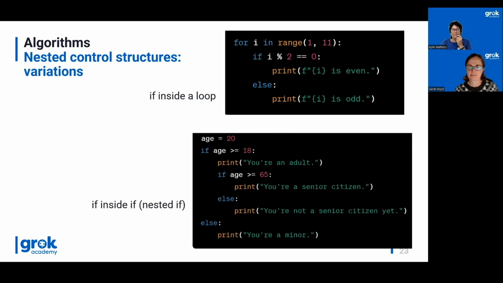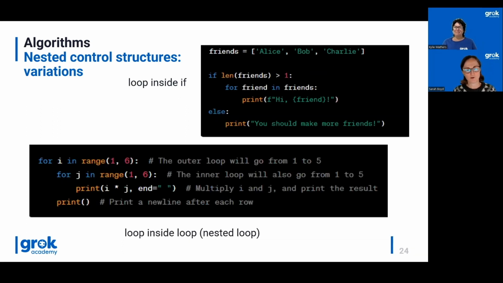Here's some examples that my friend ChatGPT came up with of different variations of control structures. So you could have an if inside a loop in the top. You could have an if inside an if block. So that's a nested if. And there's a couple more. You can have a loop inside an if. So for all the friends in the friends, provided you've got friends, hopefully you do, then you print out, make more friends. So we have this language, which is the outer loop and the inner loop. Okay.